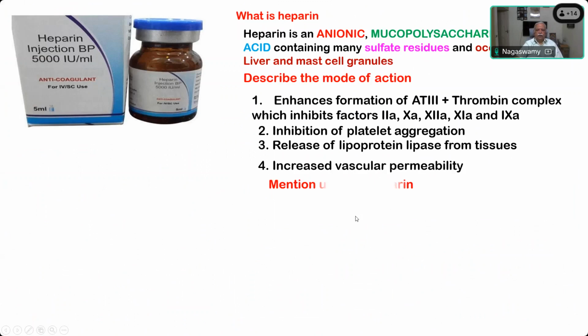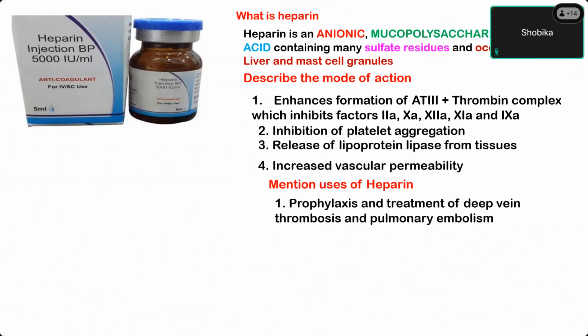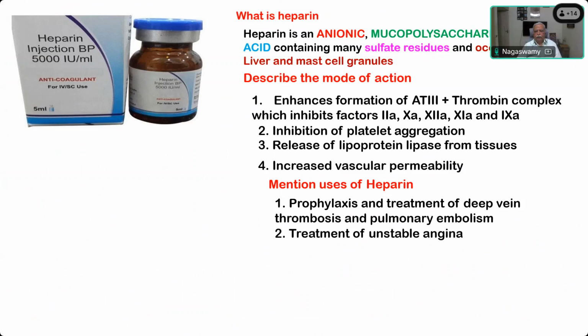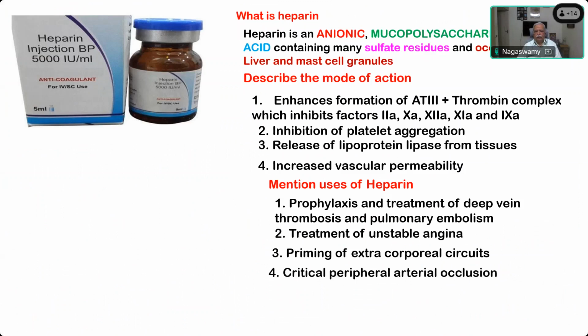What are the uses of heparin? Used in prophylaxis and treatment of thromboembolism. Used in cardiopulmonary bypass. Prophylaxis and treatment of DVT, pulmonary embolism, treatment of unstable angina, priming of extracorporeal circuits, critical peripheral arterial occlusion. All these conditions you can use it for.